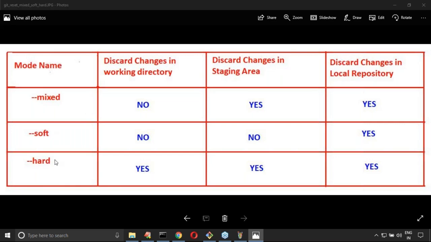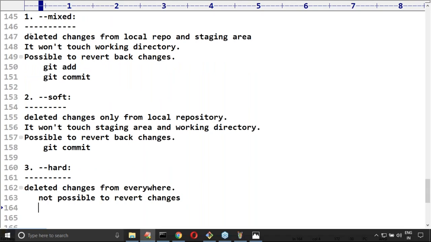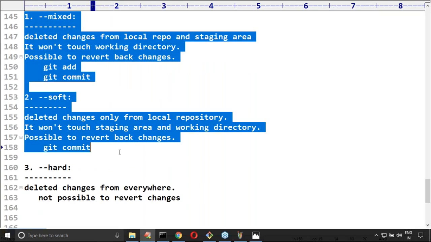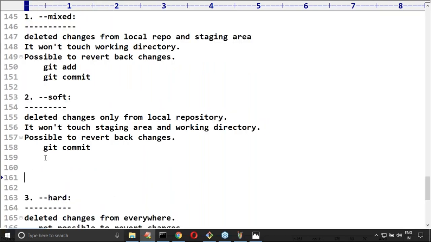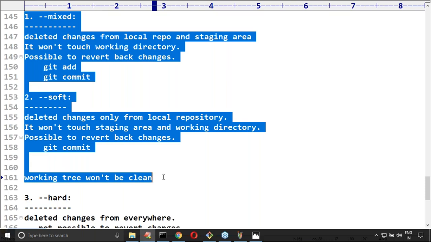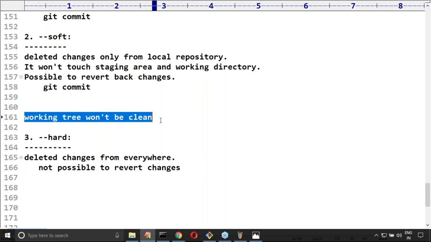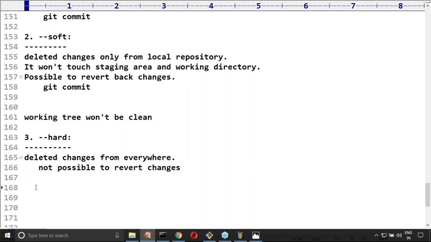Okay, so if I use mixed reset or soft reset, our working tree won't be clean. Remember this one. But if I use hard reset, the working tree will be clean. Correct, right? The working tree will be clean.